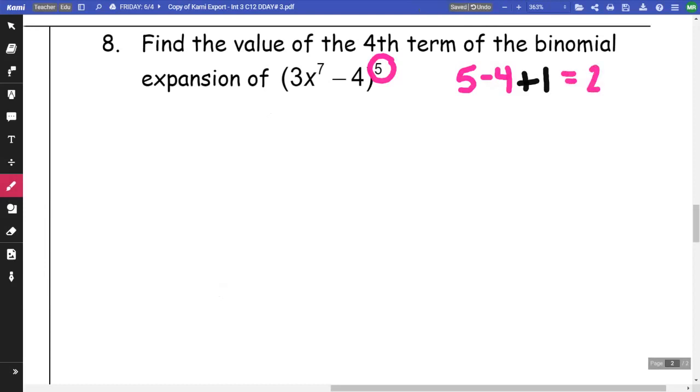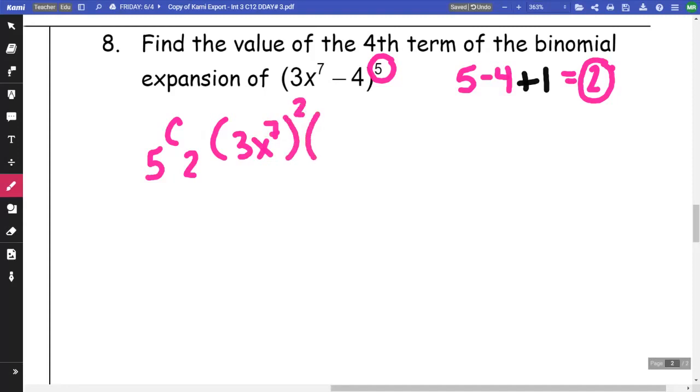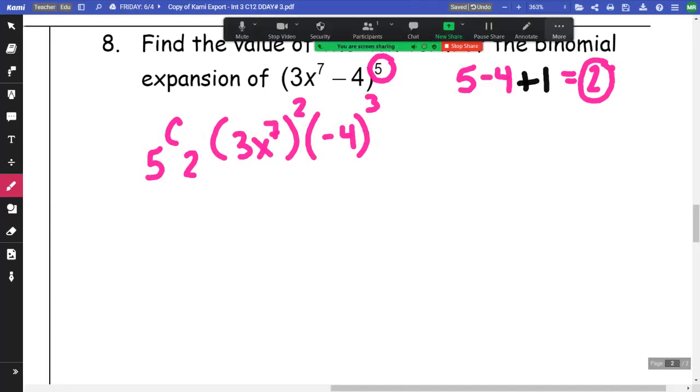So then I'm going to take the 5, which is the power I'm raising the binomial to, choose 2, this 2 that I just found, times my 3x to the 7th raised to the power 2, times my negative 4, and then 5 minus 2 is 3, so that's going to be a 3. I'm going to then put that into my calculator and get my answer.